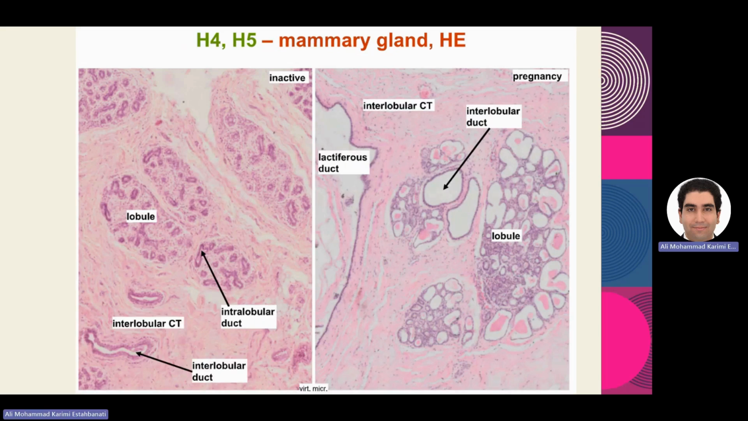Next, we will have another illustration of when the mammary gland is inactive and when it's active during pregnancy. You guys can see like this, you can rarely see lobules here, but here quite a lot of lobules are present. This one is more zoomed in than the right one, bear in mind. Another way for you guys to see the difference is the interlobular duct, which is quite closed in the inactive one, but in the active one, it's quite wide.